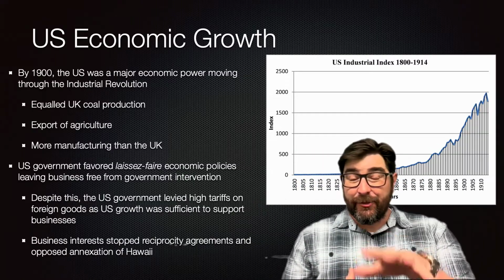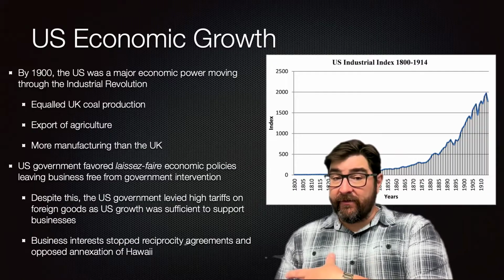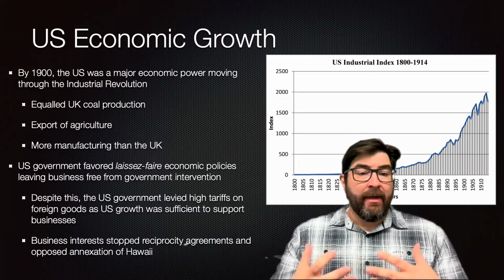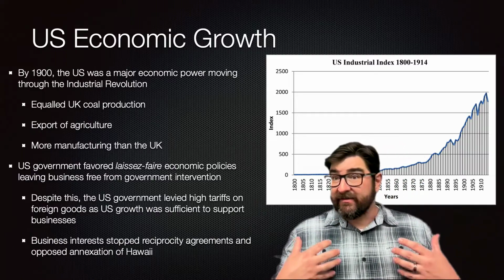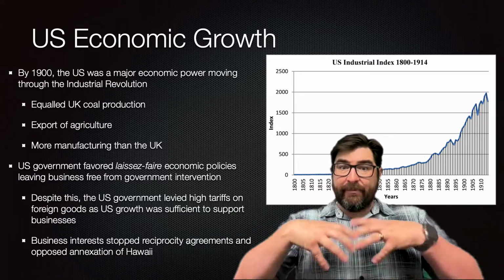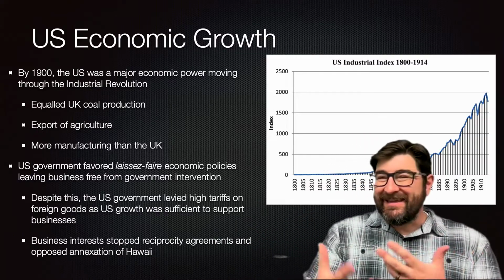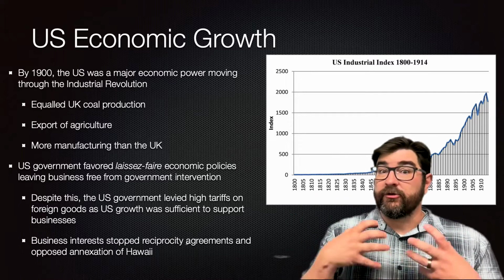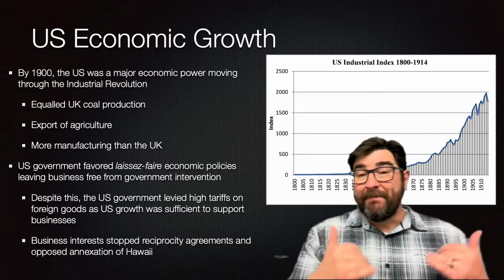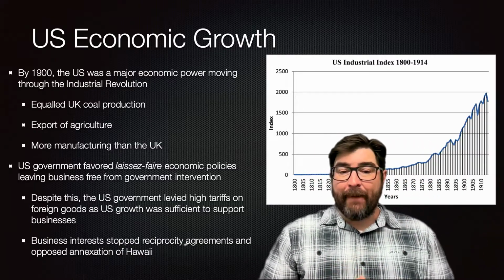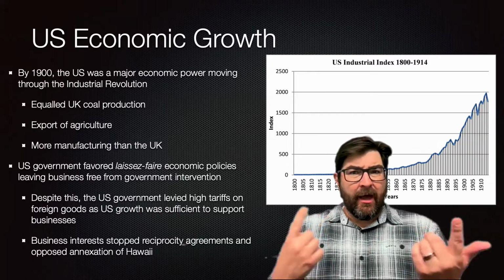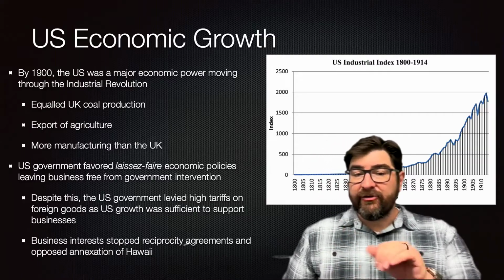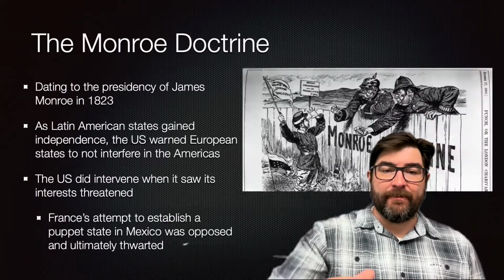But despite this, the US government had levied high tariffs on foreign goods. Remember, tariffs are taxes on imported goods. American growth and American businesses was sufficient with the population we had in the United States. It wasn't seen as necessary to have more free trade agreements because American companies were doing great selling to Americans. Business interests had also stopped reciprocity agreements. These are trade agreements that would bring down barriers of trade between nations, and had originally opposed annexation of Hawaii.